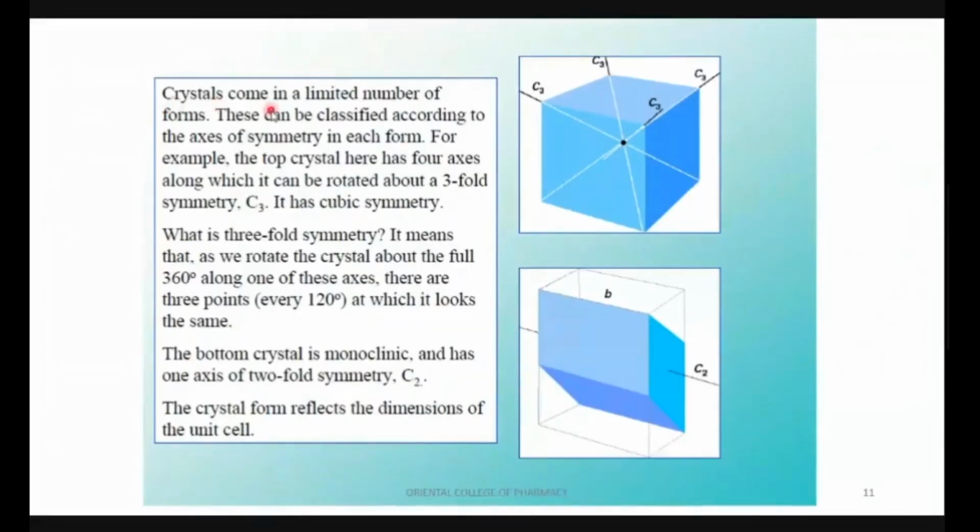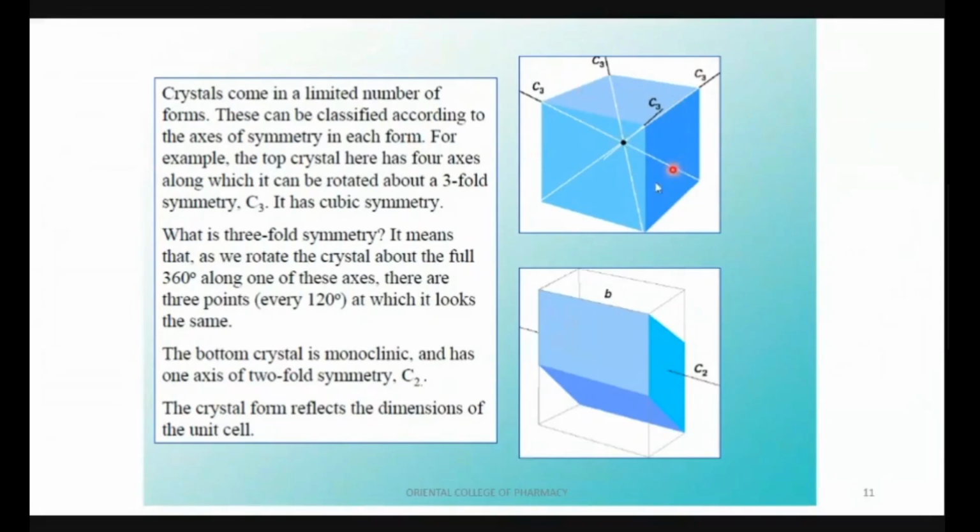Now, crystals come in a limited number of forms. I have mentioned that there are only certain types of crystals. It is a fixed number. These can be classified according to the axis of symmetry in each form. So every type of crystal has a different axis of symmetry. For example, observe this particular crystal. There is one atom at the center of the cube.